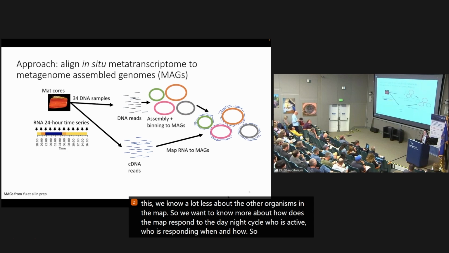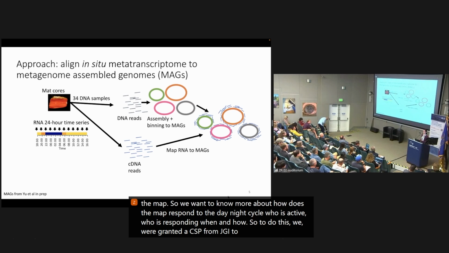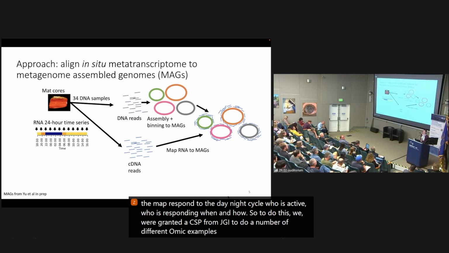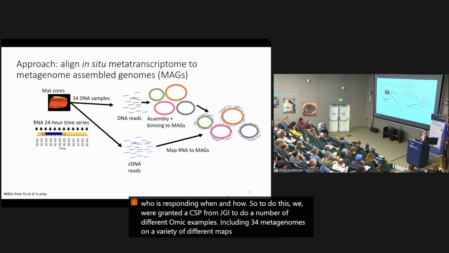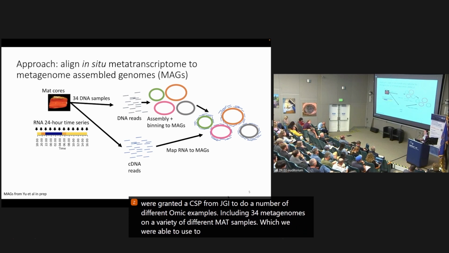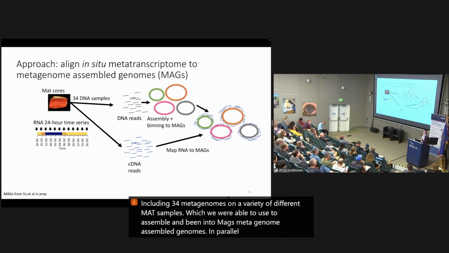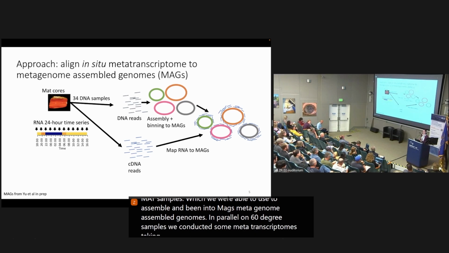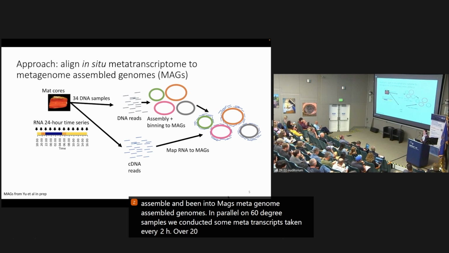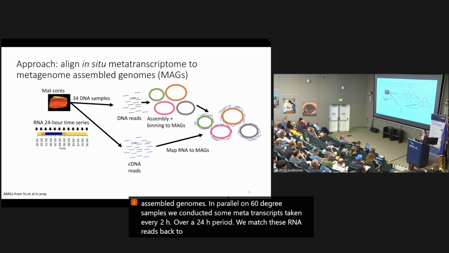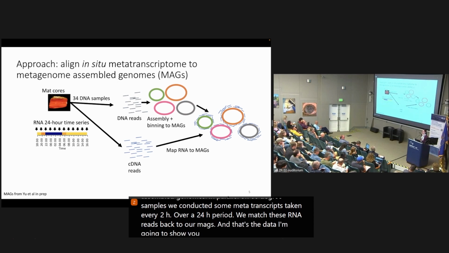To do this, we were granted a CSP from JGI to do a number of different omics samples, including 34 metagenomes on a variety of different mat samples, which we were able to use to assemble and bin into MAGs, metagenome-assembled genomes. In parallel, on 60-degree samples, we conducted metatranscriptomes taken every 2 hours over a 24-hour period. We mapped these RNA reads back to our MAGs, and that's the data I'm going to show you today.